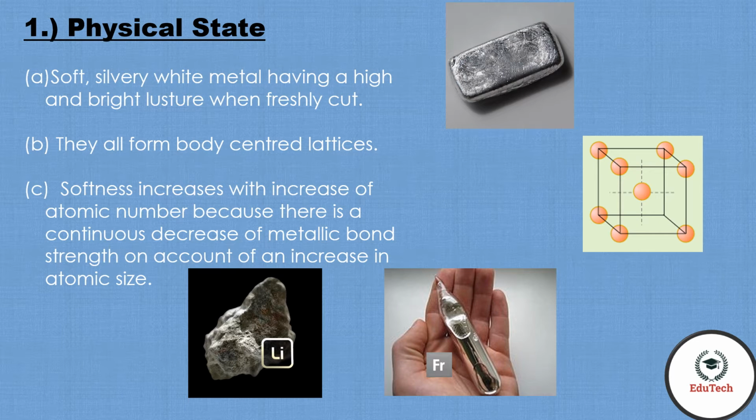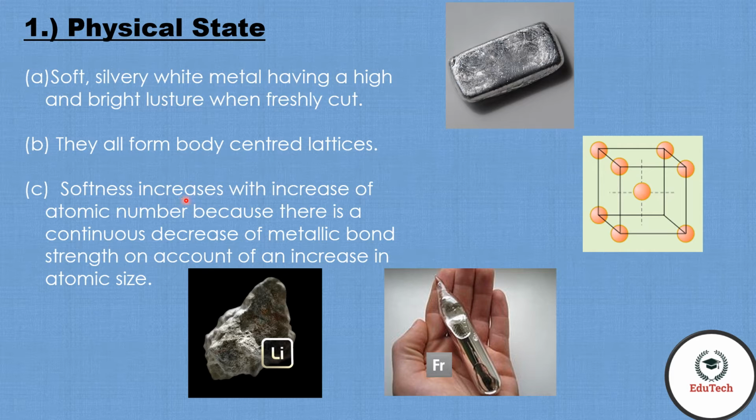First one is their physical state. They are soft, silvery white metals having a high and bright luster when freshly cut, like this. They all form body-centered lattices, which means they have an atom in the center of their body.